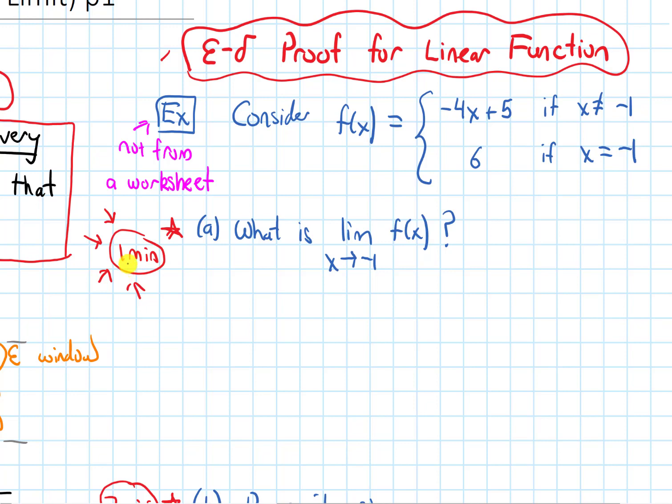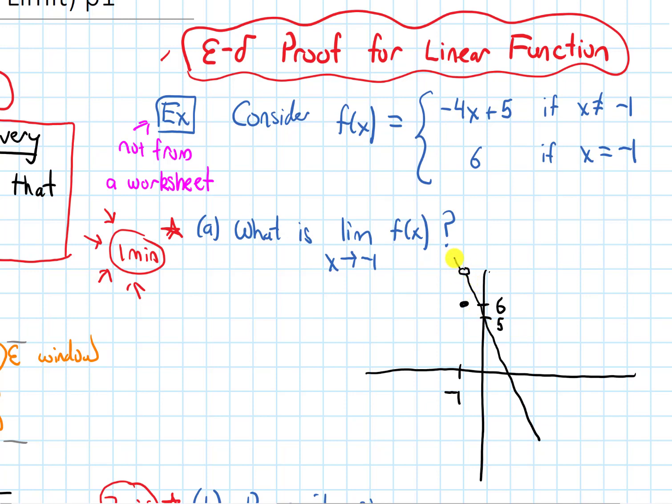Let's begin by drawing a picture just so we can visualize this function and this limit. So I'm going to label -1 on the x-axis, and at -1 the y value is 6. So I'll have a point here at -1 comma 6, and everywhere else it has the shape of this line, -4x plus 5. So the y-intercept of that is 5, and then it slopes downward, has a slope of -4. So it looks something like this, and then it skips the x value of -1, and then it continues on upwards.